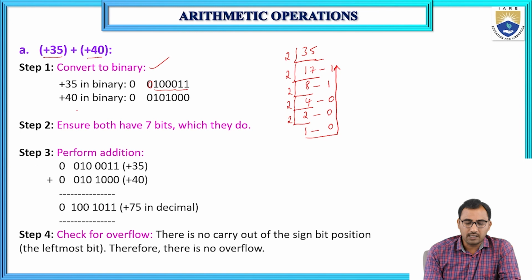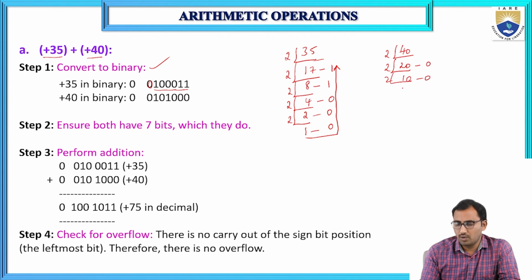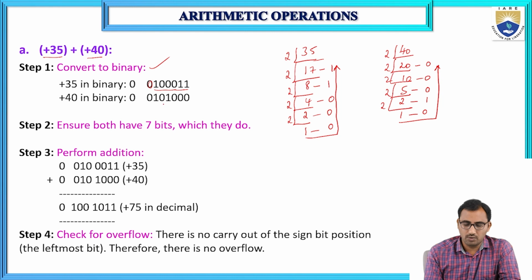Similarly, convert plus 40 into binary. If I convert 40: 2 20s are 40, remainder 0, 2 10s remainder 0, 2 5s remainder 0, 2 2s remainder 1, 2 1s are 2 remainder 0. So the sequence is 1 0 1 0 0 0. I got only 6 bits, so the remaining bits I am adding to the left side of the number so that my result will not change. So this is the binary conversion.